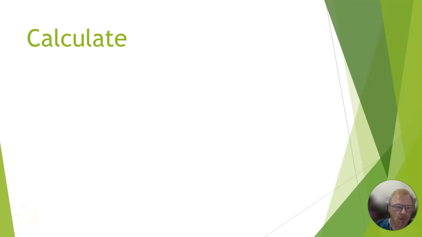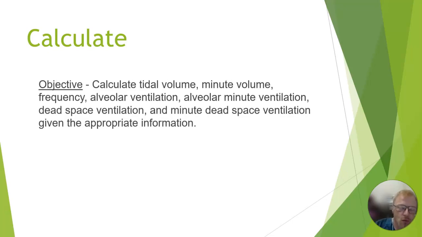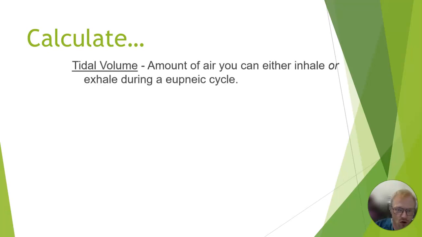So now that we have learned about spirometry and the volumes and capacities in the lung, we sometimes have to do some calculations in order to determine certain things that we're looking for. So we sometimes have to calculate tidal volume, minute volume, frequency, alveolar ventilation, alveolar minute ventilation, dead space ventilation, and minute dead space ventilation, given the appropriate information. So let's talk about what those individual things are.